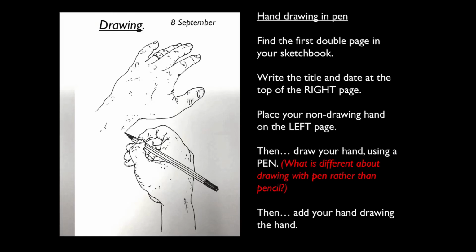The next part is much harder. You're then going to draw your drawing hand, drawing the first hand. So this is quite hard. You're drawing what you're drawing with. Obviously as soon as you start drawing it, it's going to move. So this makes it really tricky. This is not as easy as the first hand.